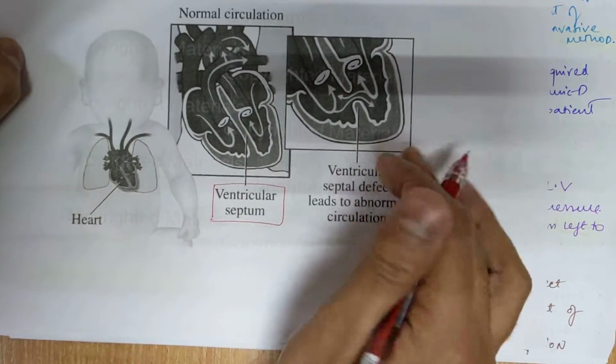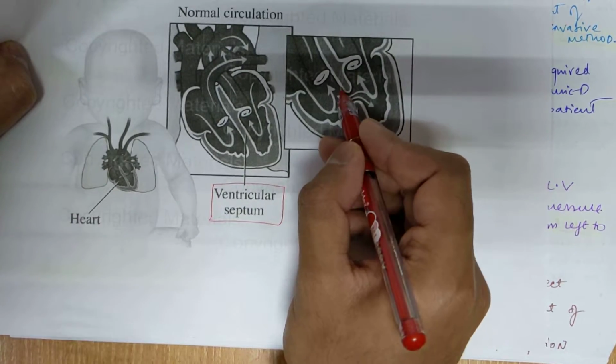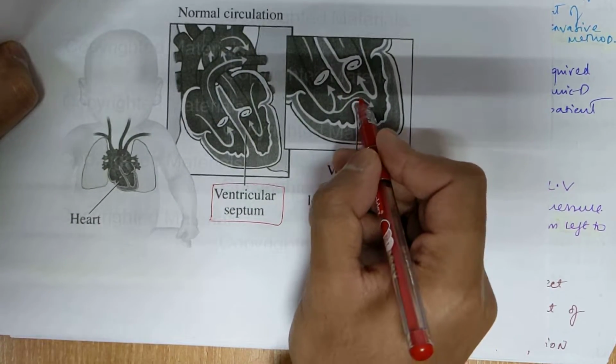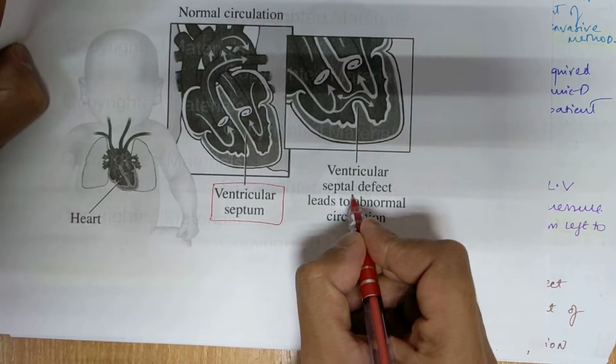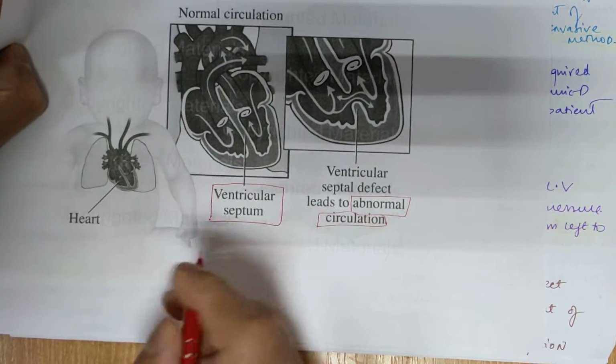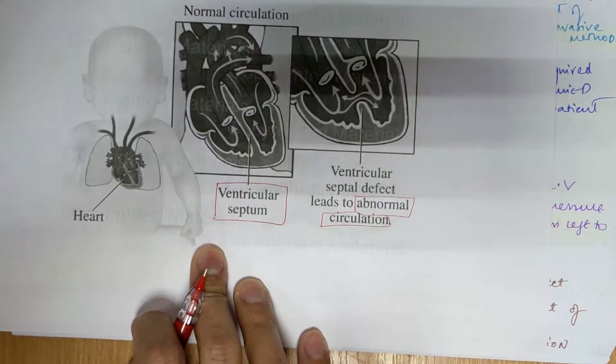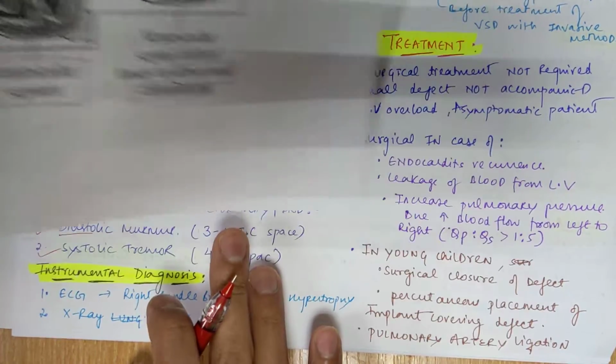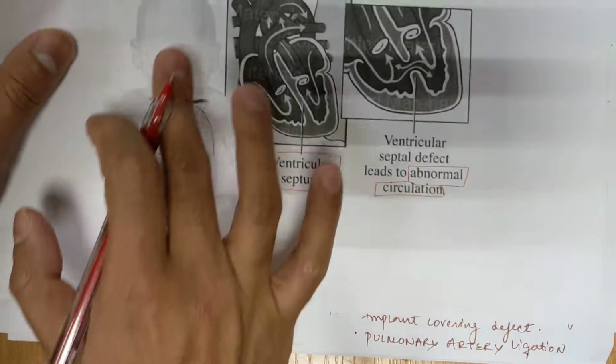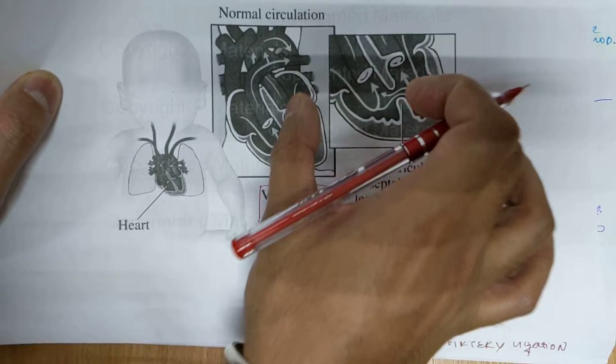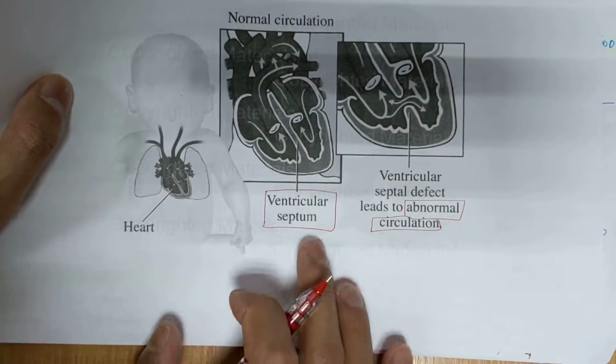So what is a ventricular septal defect? You can see there is a gap in this septum. This gap leads to abnormal circulation inside the heart. That is why it can lead to further complications: heart failure, arrhythmias, strokes, irregular rhythms can occur. So this is the main pathology you will see inside the heart.